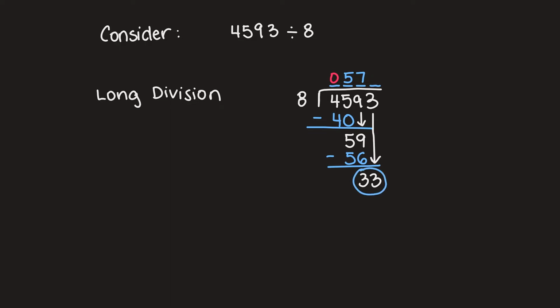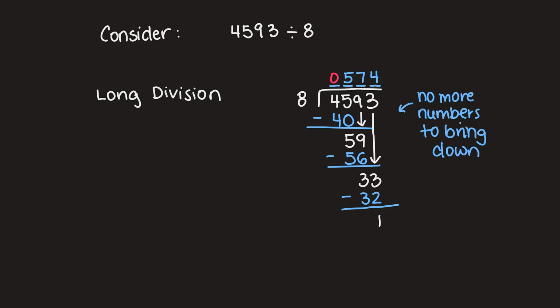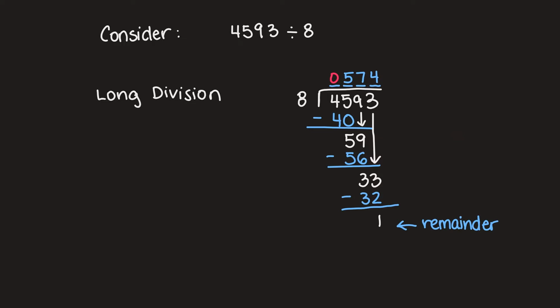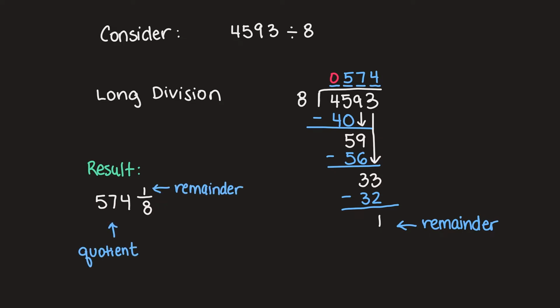8 divides into 33 evenly, at most 4 times. So 4 times 8 is 32. We subtract 33 minus 32, which is 1. There are now no more numbers to bring down, therefore the remainder is 1. And then we can write the final result in the following way, where 574 is the quotient, 1 is the remainder, and 8 is the divisor.